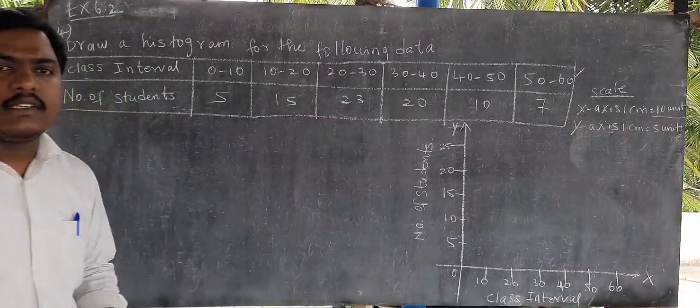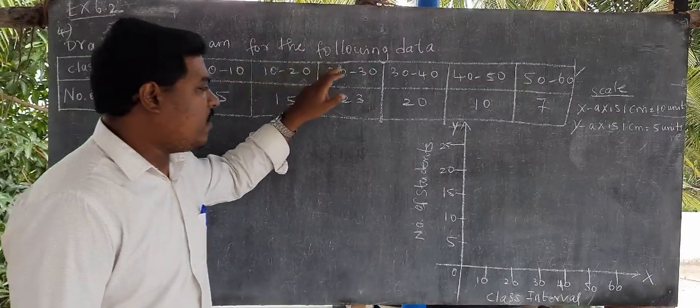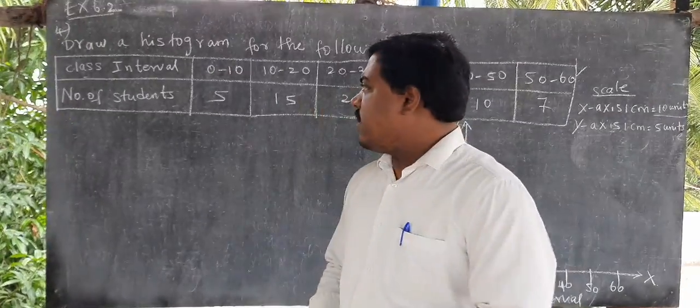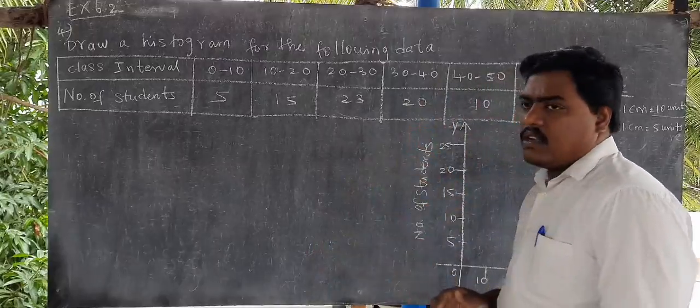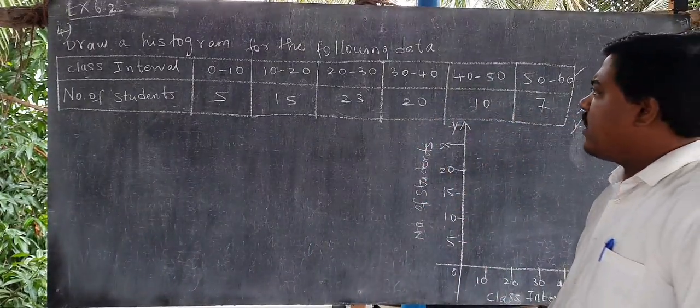Listen, exercise 6.2, sum number 4. Draw a histogram for the following data. In this sum, they are given one table. Using this table, we need to draw one graph. Right? That is called histogram.